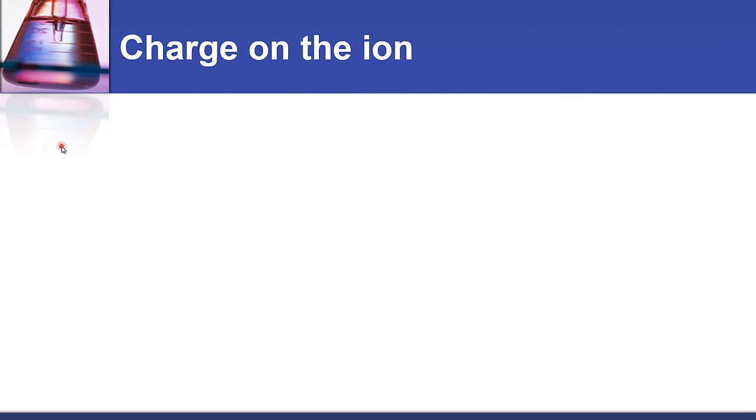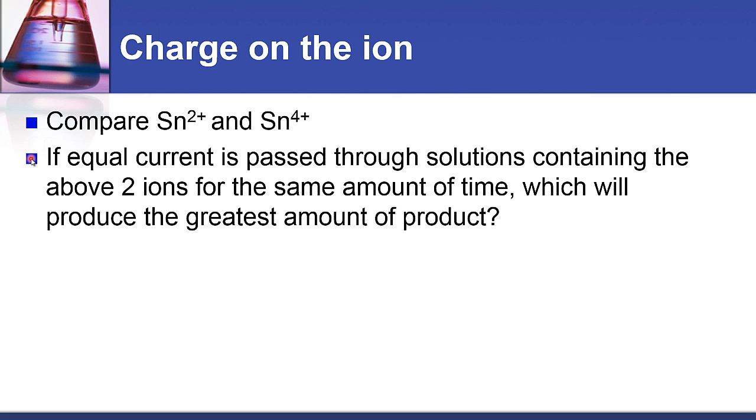Let's look at the charge on the ion. Let's compare Sn2+ and Sn4+. If equal current is passed through solutions containing the above two ions for the same amount of time, which will produce the greatest amount of product?